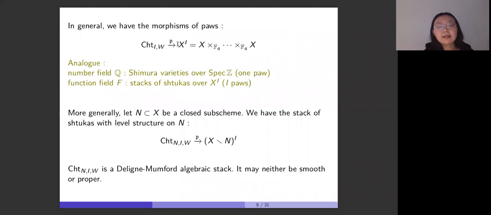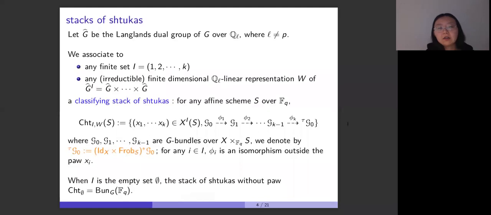So you always have a morphism from the stack of shtukas to I copies of the curve, where you send a shtuka, this data, only to its poles.